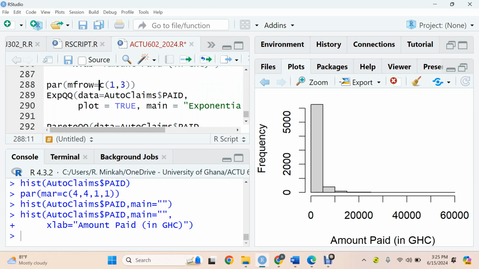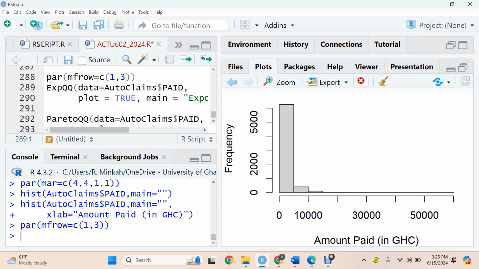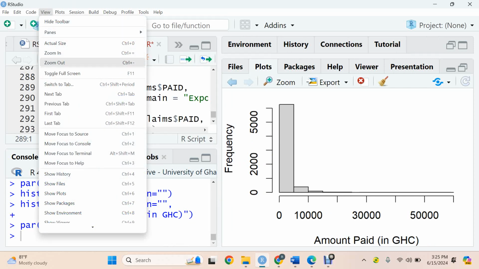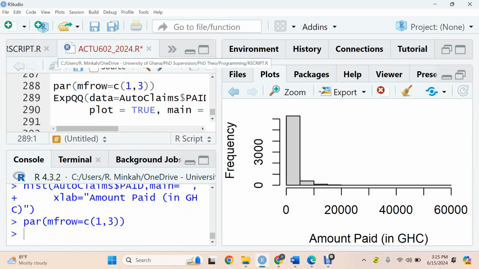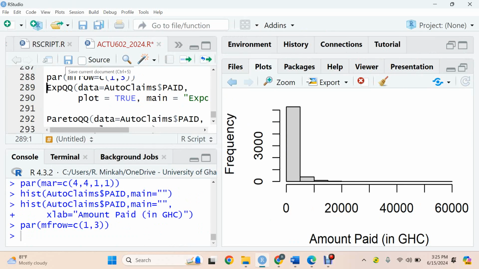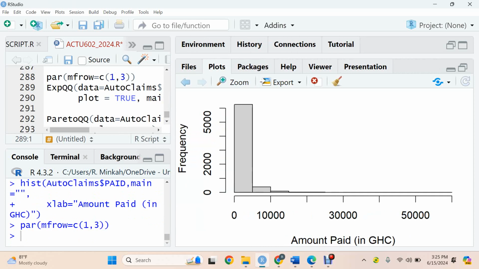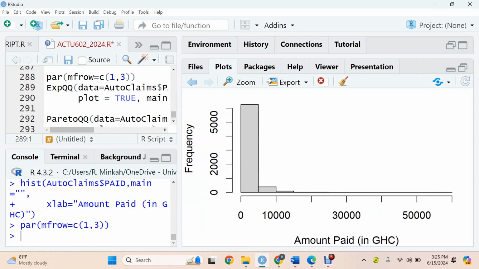So what I do is split the plotting area into 3 parts. So 1 row, 3 columns, right? So it means I need to enlarge this. Let me go 1 step back, zoom in. Yeah, okay, so I have a bit of space. Okay, so then I do the first, exponential.